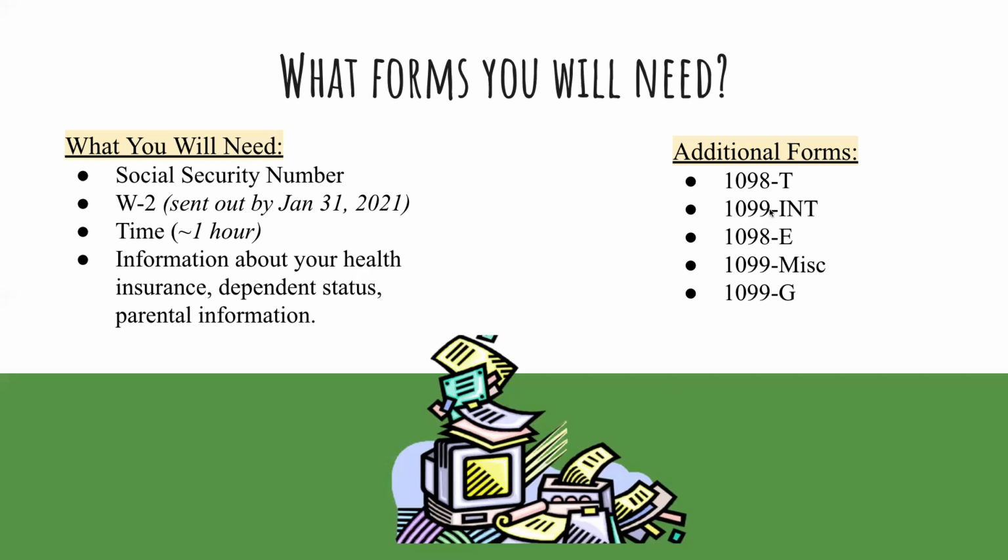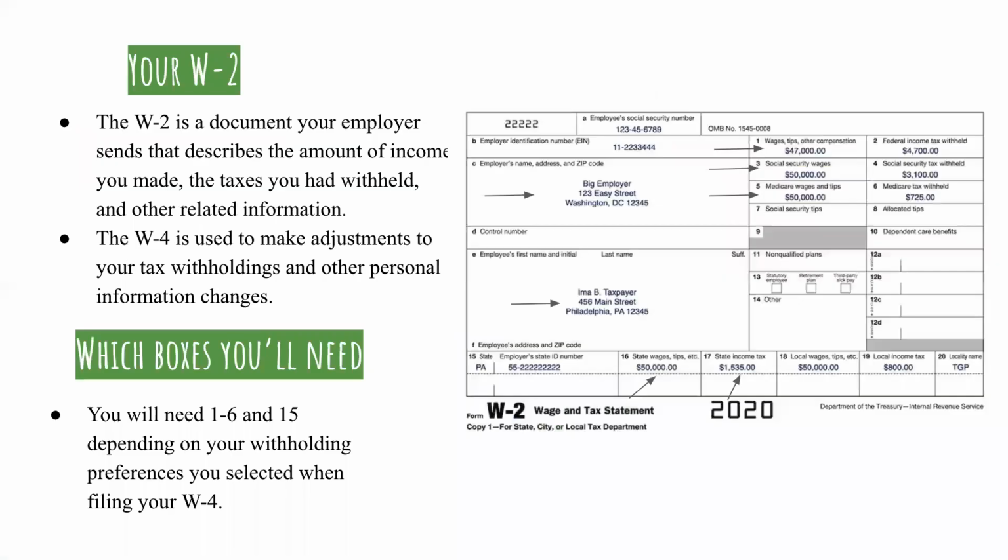Then we get into these additional forms. We'll talk about all these 1099s or 1098s later in the presentation, where we'll break them down and understand what they mean. But they're just additional forms that are sent out for various reasons, either from financial institutions, loan providers, or even UMass.